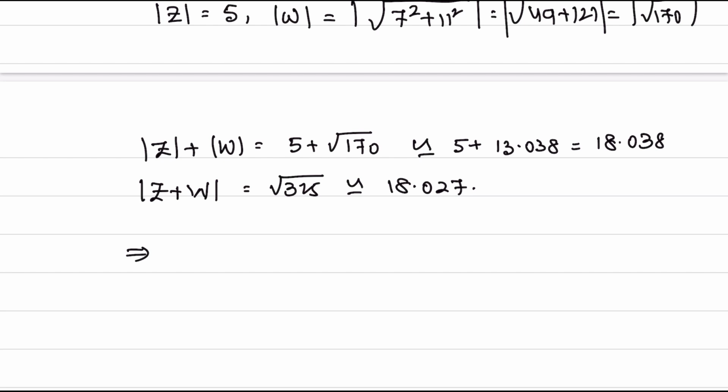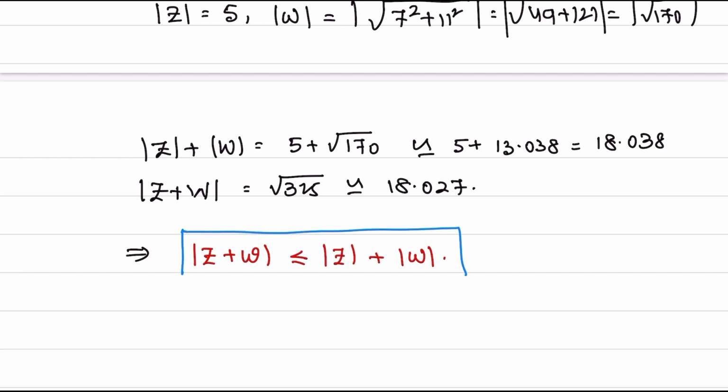You can take any other values, prove it, go on prove, and you take any value of A, B, C, D. The final answer is the modulus of Z plus W will always be either equal to or less than modulus of Z plus modulus of W. This is what is proved. This is a triangular inequality.